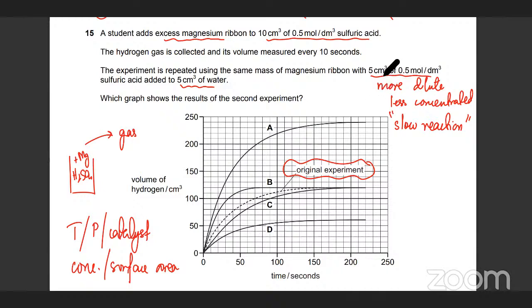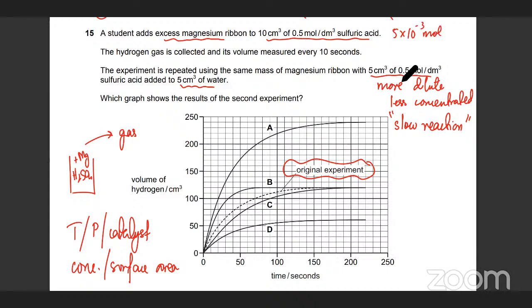अब यहाँ पे ना ये वाली बात आएगी. How many moles of sulfuric acid do you have over here? 5 into 10 power minus 3. ठीक है, volume into concentration, right? Volume should be in dm cube. So it's 5 times 10 power minus 3 moles.